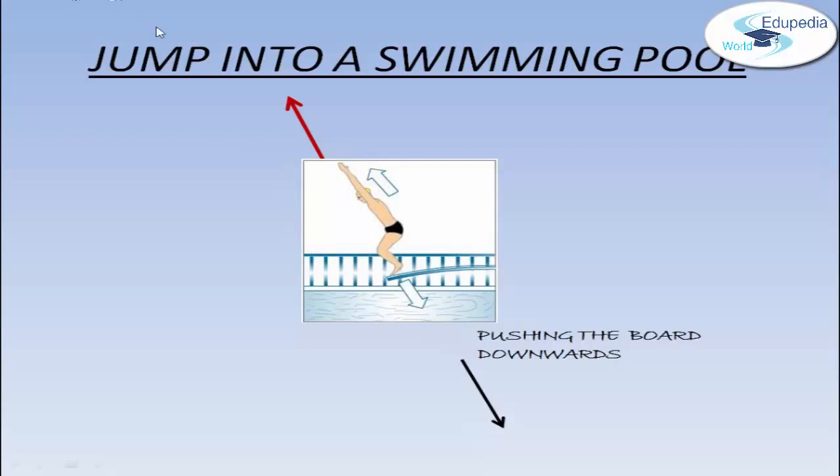So these two, as you see, the red and the black arrow, are always opposite in direction, but they have equal magnitude. Now, if he, let's say, pushes the board down with a small force, he is not going to get enough jump. But if he pushes the board a little harder, then he is going to get that push that he requires. So this is action and this is reaction force.